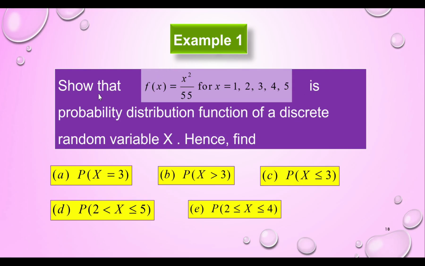Example 1. Show that f(x) equals x squared over 55 for x equals 1, 2, 3, 4, 5 is the probability distribution function of a discrete random variable X. Hence, find A, the probability of X equal 3. B, the probability of X more than 3. C, the probability of X less than or equal to 3. D, the probability of X more than 2 and less than or equal to 5. E, the probability of X more than or equal to 2 and less than or equal to 4.